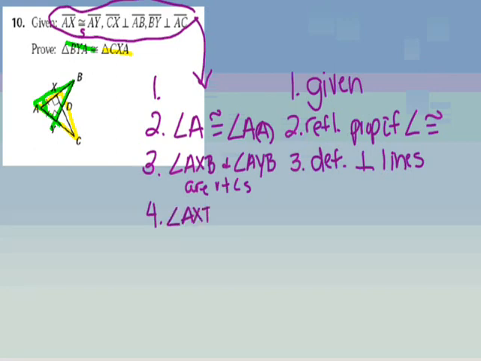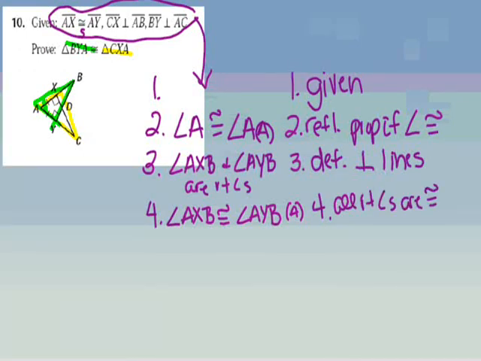I need to say that angle AXB is congruent to angle AYB. And that gets me my final angle that I needed. What is the reason for that? That is my right angles congruence postulate, also known as all right angles are congruent. I know that's hard for some of you because you think it's so obvious, but again, if you don't specifically make a statement that this angle is congruent to this angle, it doesn't count for your proof.